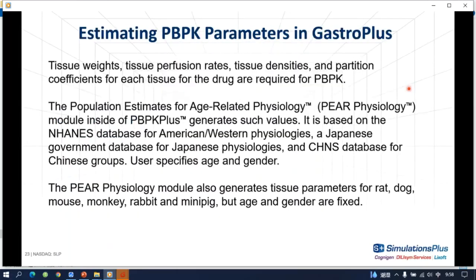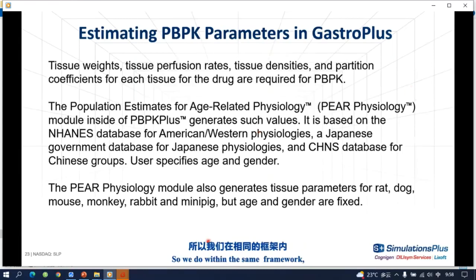So putting that all together, and again, a lot of the information that I was showing, especially the experimental data that we were collecting from literature, right? That's public information. This is just summarizing how we put it together within GastroPlus, what kind of physiologies you have an option to create.